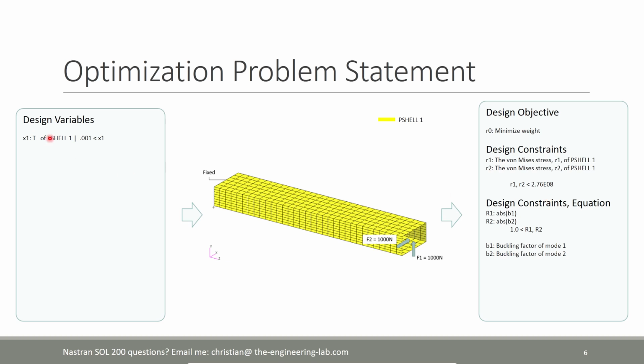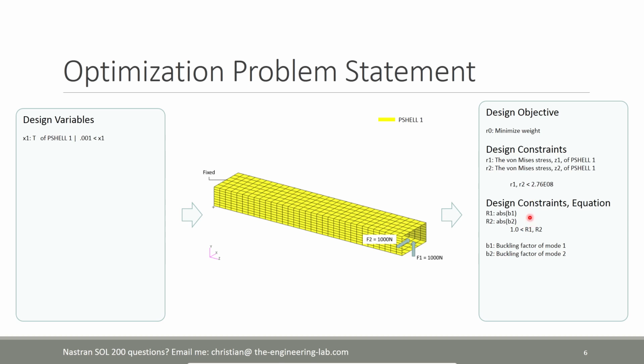So for this particular model, all the thicknesses, all the walls of this member, are defined by a thickness on the PSHELL entry. We want to vary the thickness with a lower bound of 0.001. Now for the objective, we want to minimize the weight. For the constraints, we want to constrain the von Mises stress of the top and bottom fibers of each wall. We want to make sure that the von Mises stress does not exceed a value of 2.76 times 10 to the 8, in units of stress.